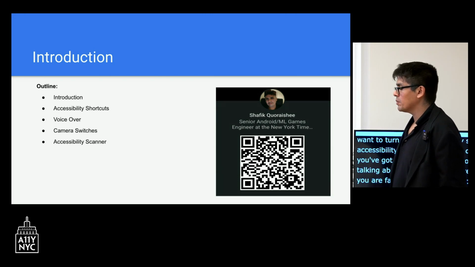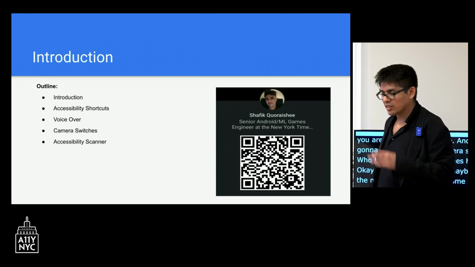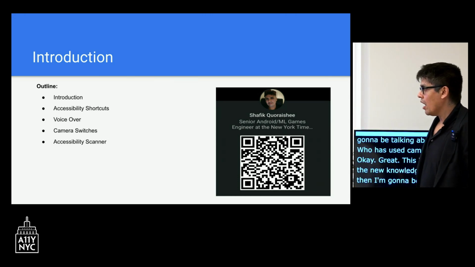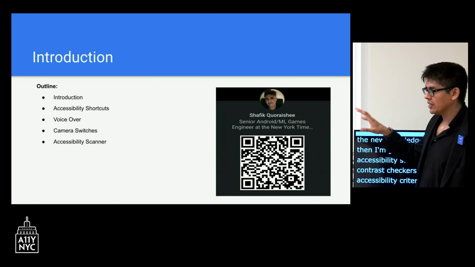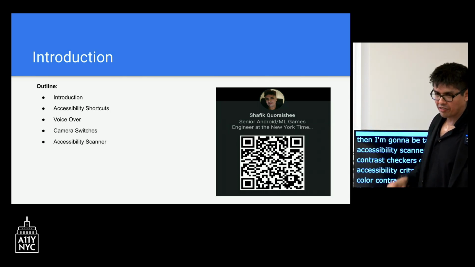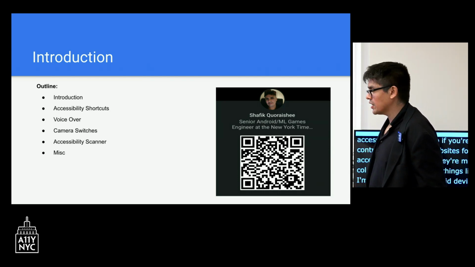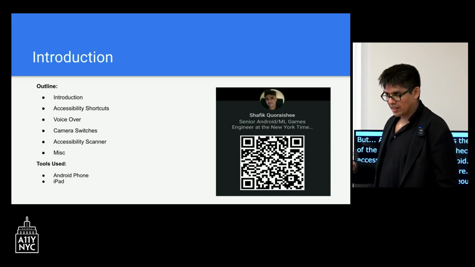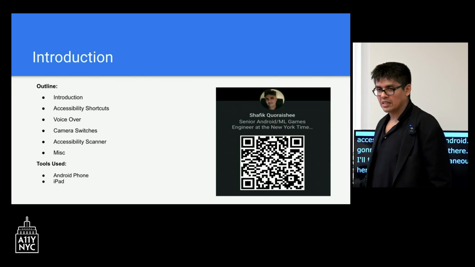And then I'm going to be talking about Accessibility Scanner. If you're used to contrast checkers on websites for checking whether accessibility criteria are met, such as color contrast ratios, I'm focusing on the Android device here, but Accessibility Scanner is the equivalent of the app-specific contrast checker and accessibility checker for Android. I'm going to go through a demo there, and then I'll talk about a few miscellaneous things. The tools I'm going to be using are basically Android devices and an iPad, which I have here for an interactive demo later if anyone's interested.